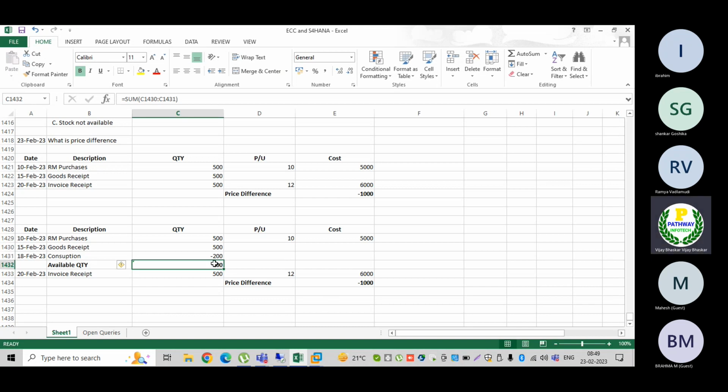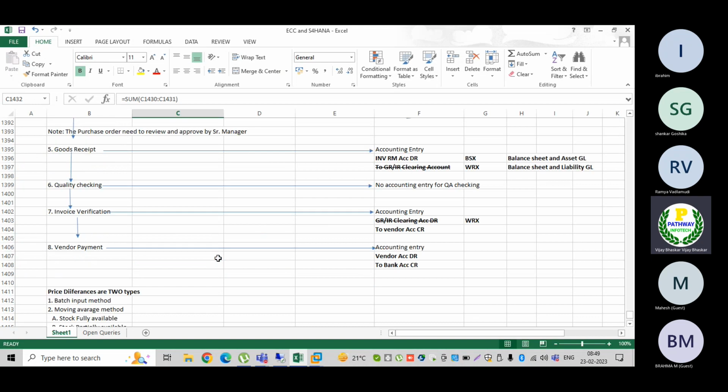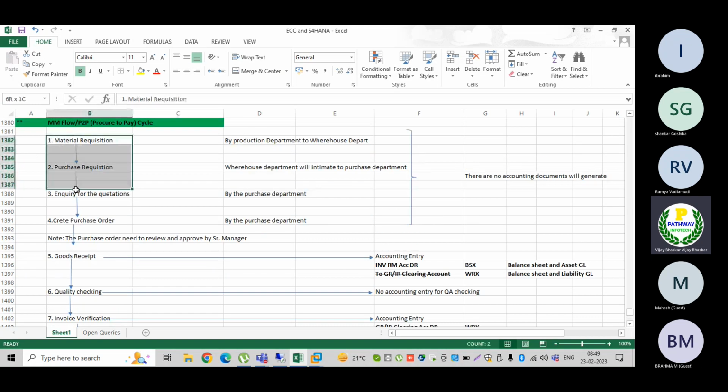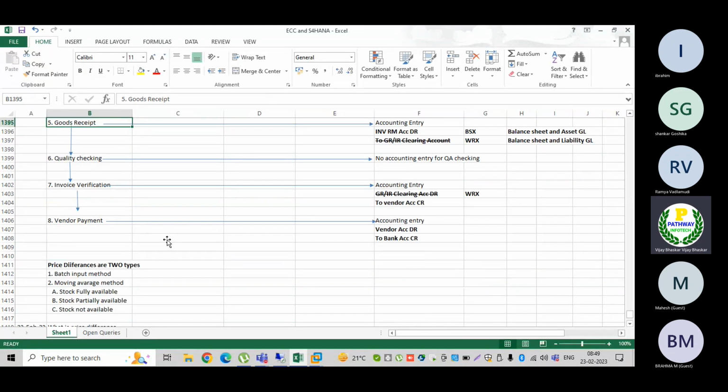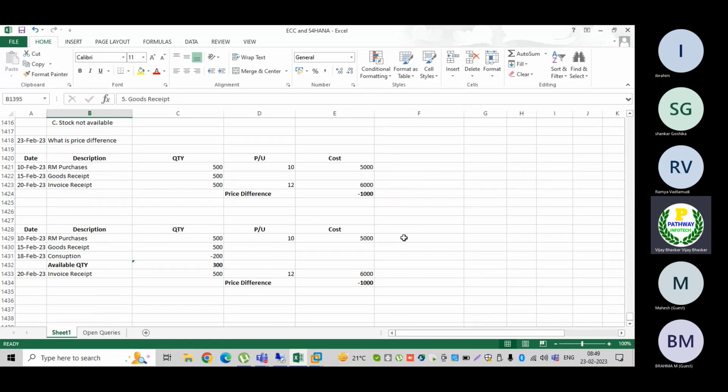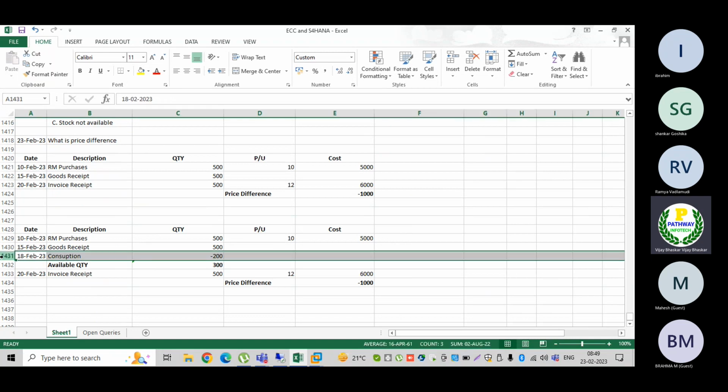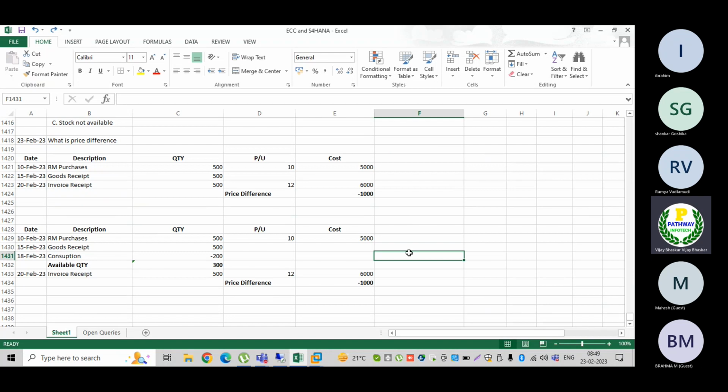Then how can we post the difference? First let me describe the accounting entries. As I have explained, as per this process, until purchase order creation there are no accounting entries, remember. Once the goods receipt happens, what will happen? Raw material purchases, then this is the PO, then goods receipt. What is the accounting entry for goods receipt? I'll mention here, this is the goods receipt.